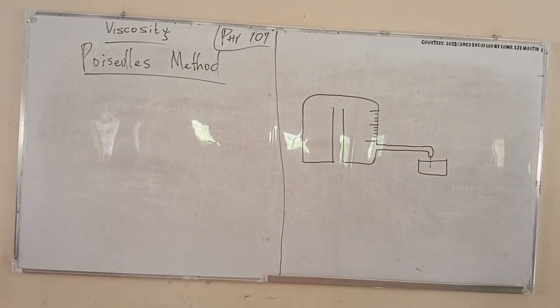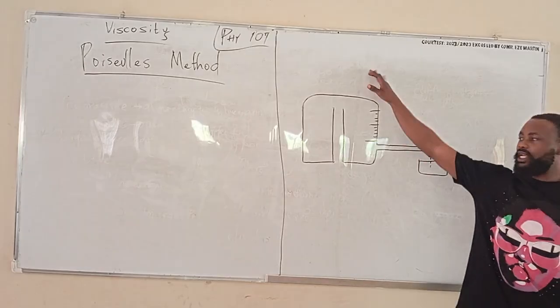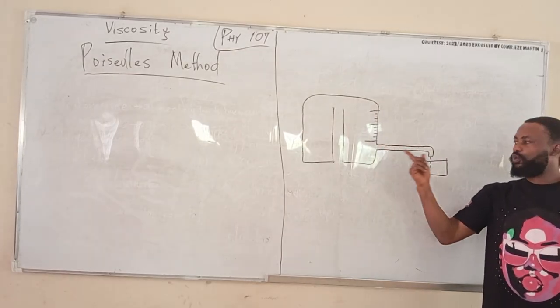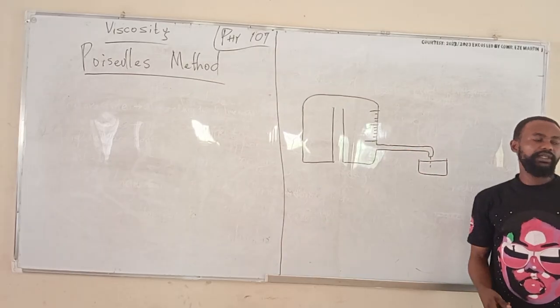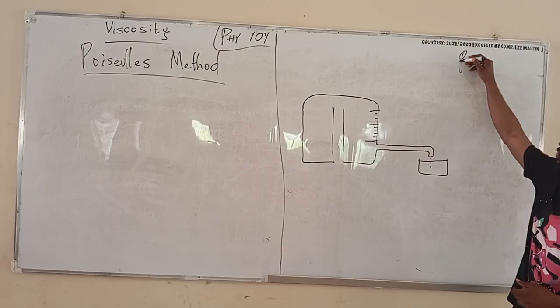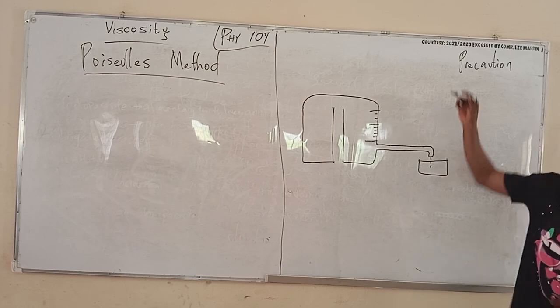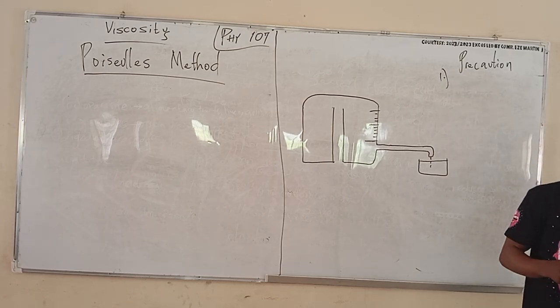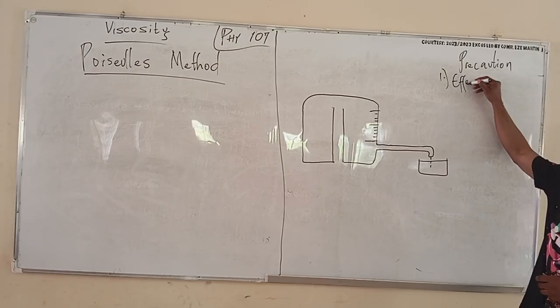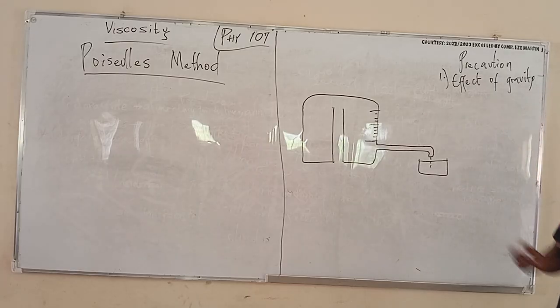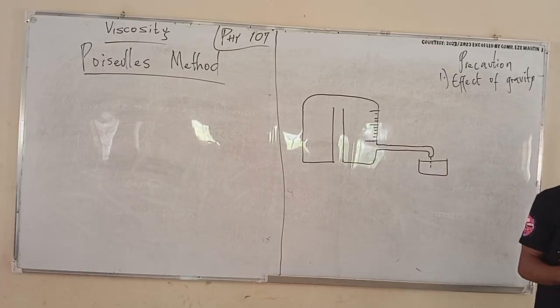What he did is to pour water inside this tank, and he made sure that the capillary tube he used was placed horizontally, not vertically. This is part of the precautions you give in case of an exam. He placed it horizontally and not vertically so that he avoids the effect of gravity. Very important. So, horizontal placement of the capillary tube in order to avoid the effect of gravity.